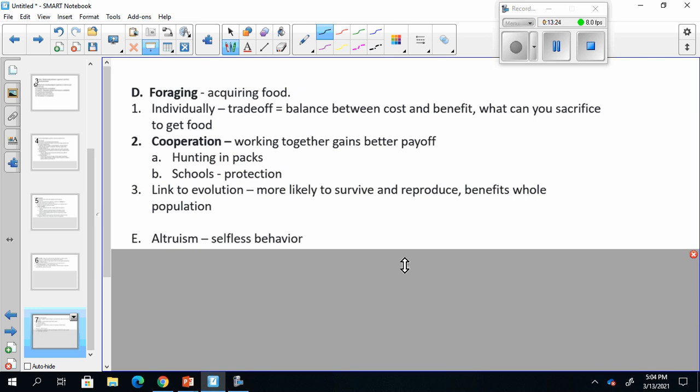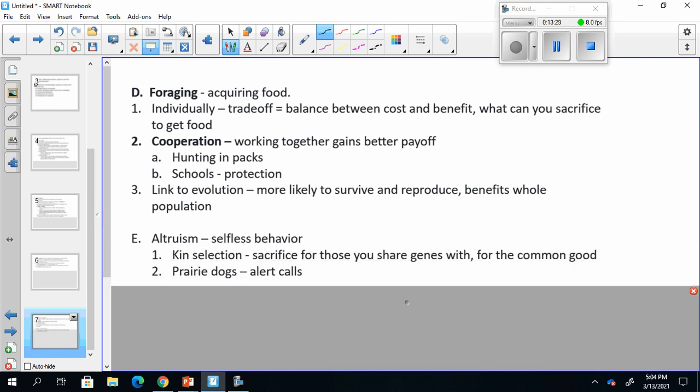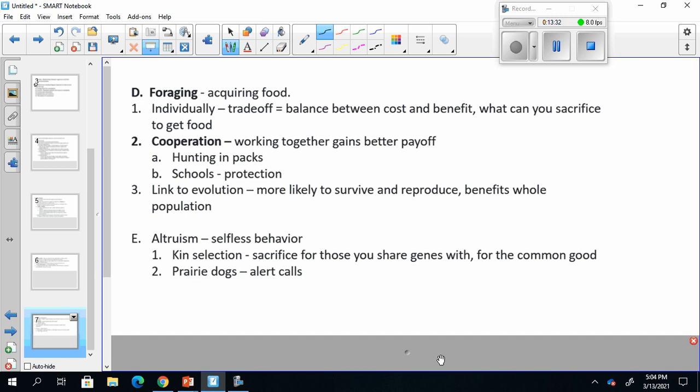And then the last one is altruism. Altruism is selfless behavior. The first one is kin selection. Kin selection is you will sacrifice for someone that you share genes with. There's this guy Thompson, and he has all these rules like, I will sacrifice for my child, my grandmother, but not the guy that lives 3 boroughs down. So you will sacrifice for those that you share genes with, your direct offspring. And it's basically for the common good.